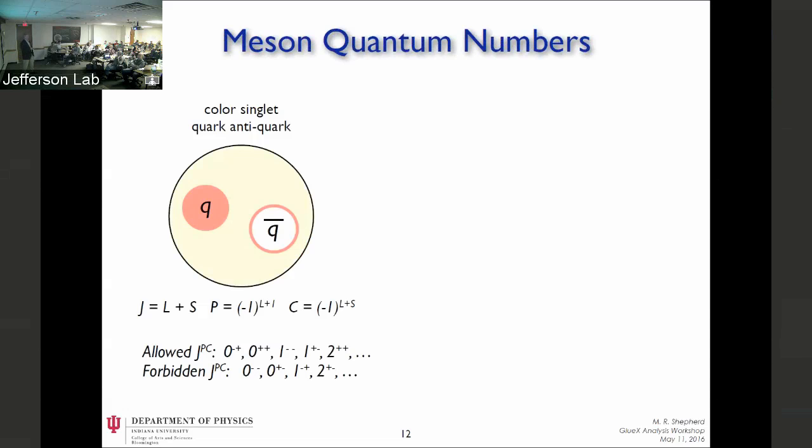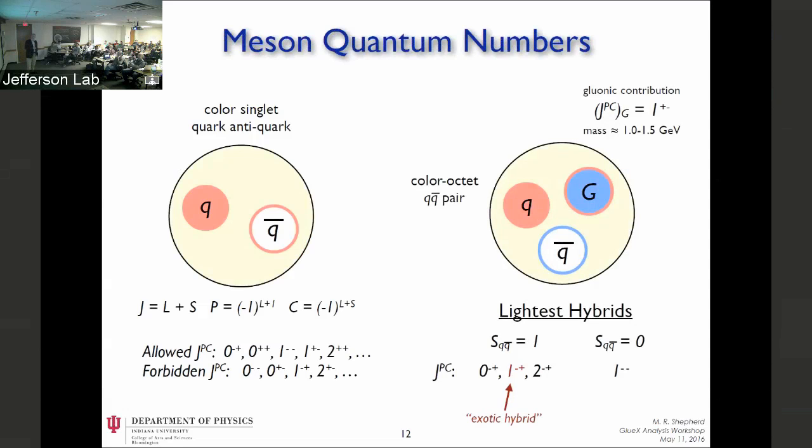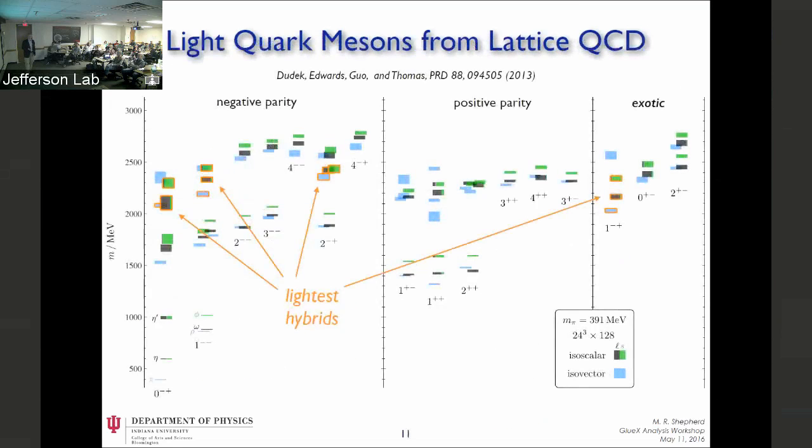And now if I want a nice picture of what a hybrid meson would look like, I have a quark-antiquark in some color octet pair. And then I attach this gluonic contribution. So it's some gluonic field or something, and it has JPC 1 plus minus, and it has a mass of roughly 1 to 1.5 GeV. So just like I would have constituent quarks with heavier masses, I could say this is my gluonic contribution to mesons, and here's its mass and quantum numbers, and I just combine that with all combinations of quarks, and that does a really good job.